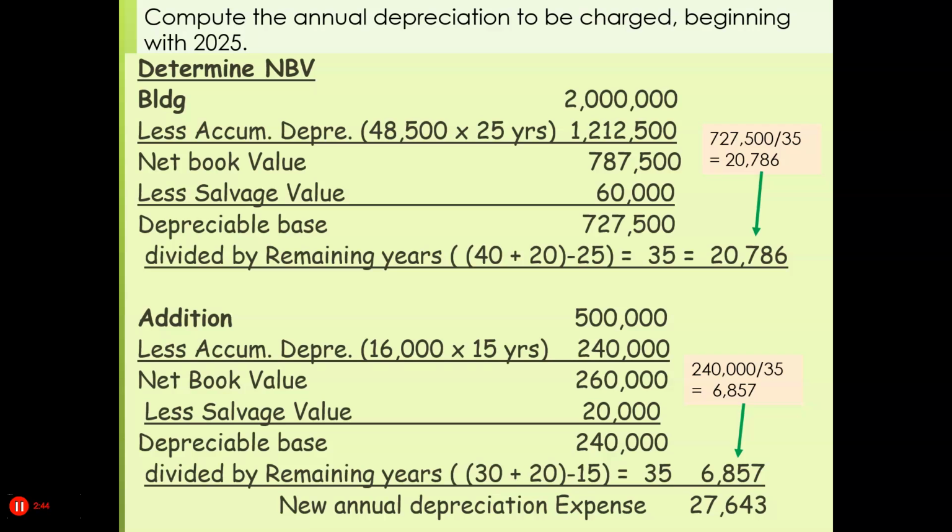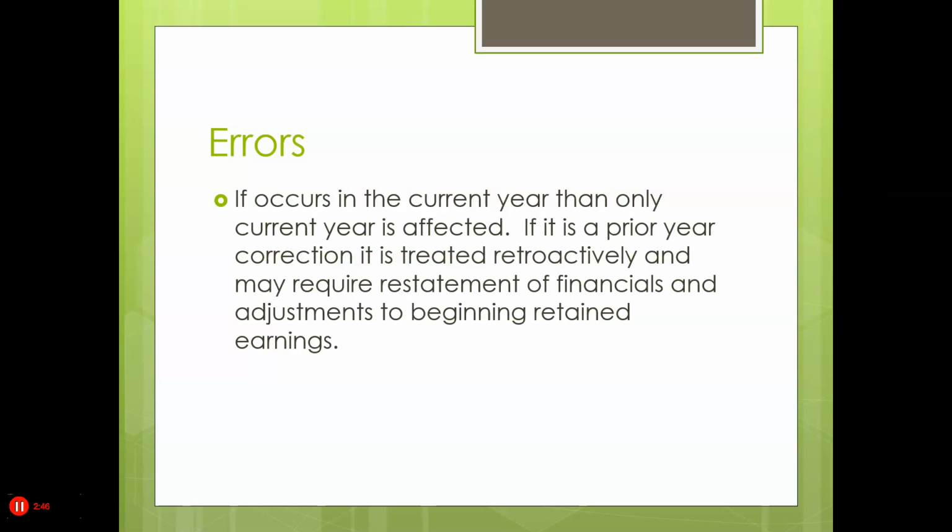Now, what happens if we have errors? Well, if they occur in the current year, then only current year is affected. If it is a prior year correction, it is treated retroactively and may require restatement of financials and adjustments to beginning retained earnings. So let's take a look at an example.